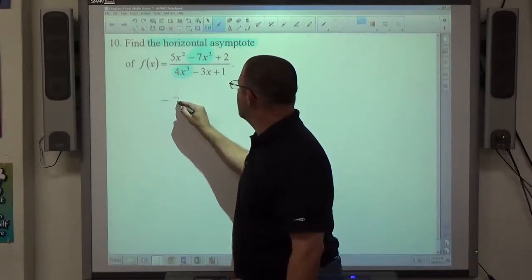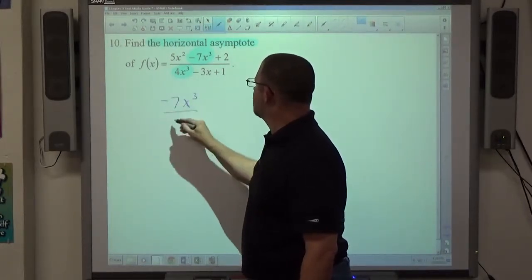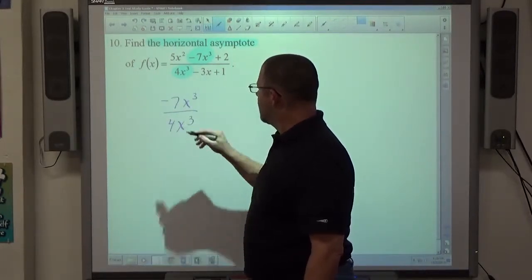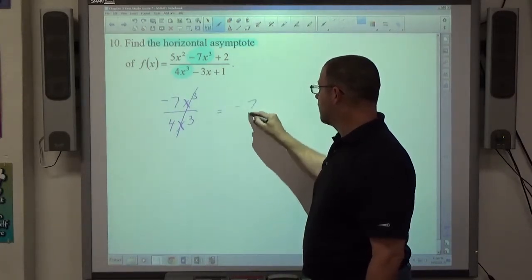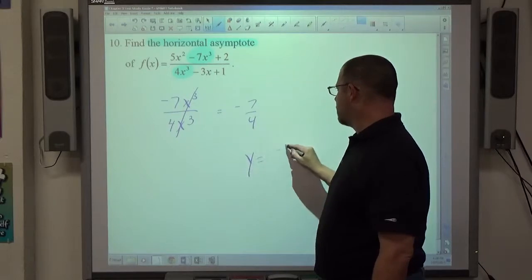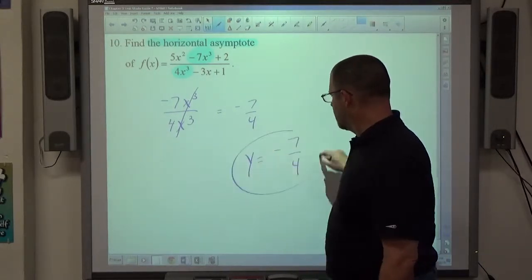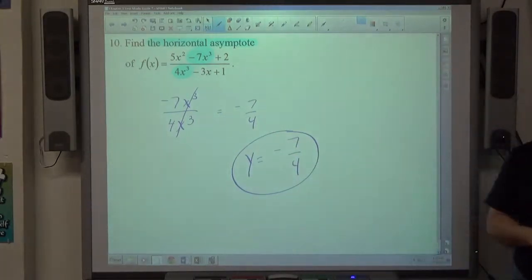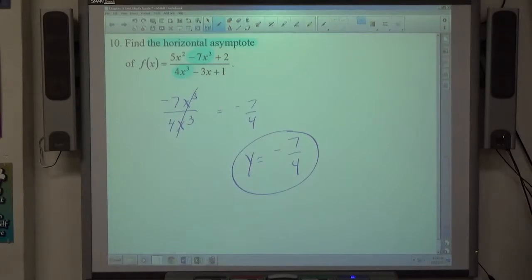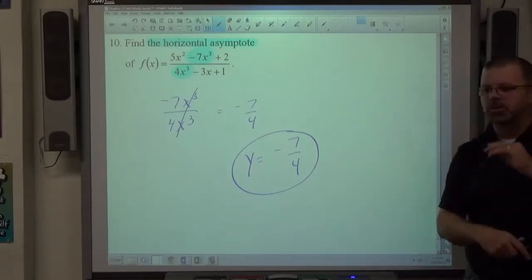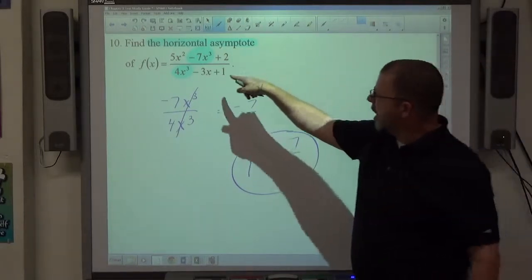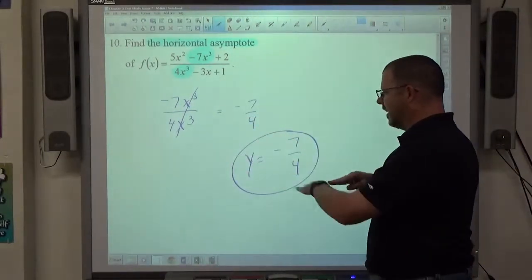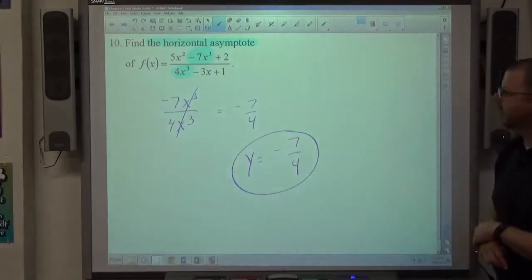If I take that fraction of just the two highest power terms, I see the x cubes are exactly the same, so I end up with negative 7/4. Y equals that number is the answer. Again, it has to be an equation, not just a number. Y equals for horizontal asymptotes, x equals for vertical asymptotes. That tells me that this graph, as it goes off in both directions, should level out at negative 7/4 height.